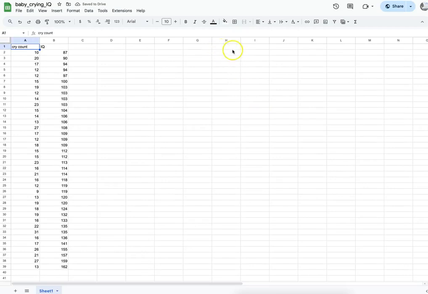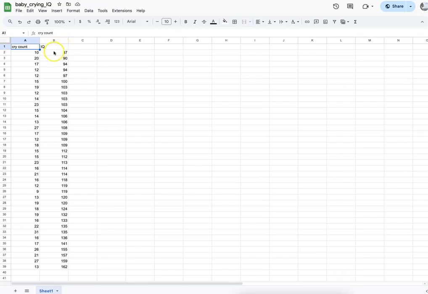Let's examine the given database. There are 2 columns. The first column is cry count and the second column is IQ. These are the 2 variables, and they are both quantitative variables. This is therefore a Q-to-Q row type classification. So we would need to construct the scatter plots, but first we need to determine which one is the explanatory variable and which is the response variable.